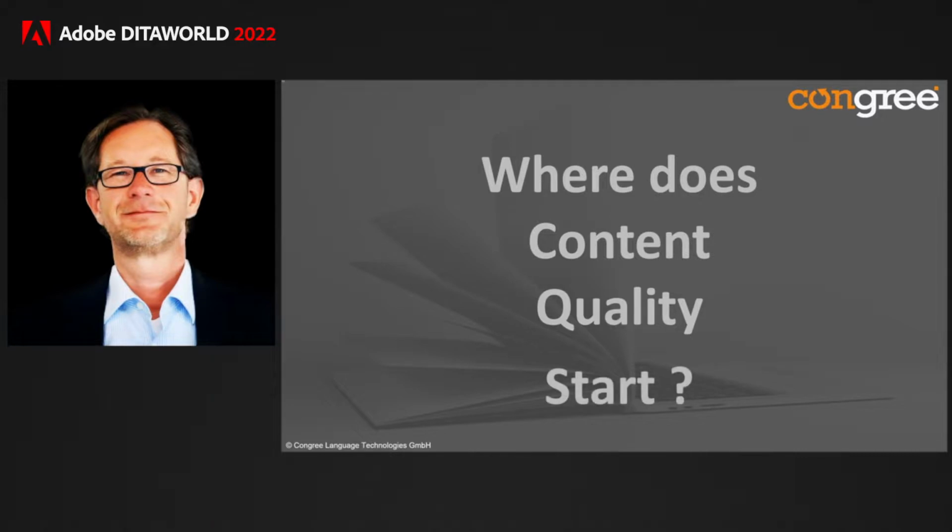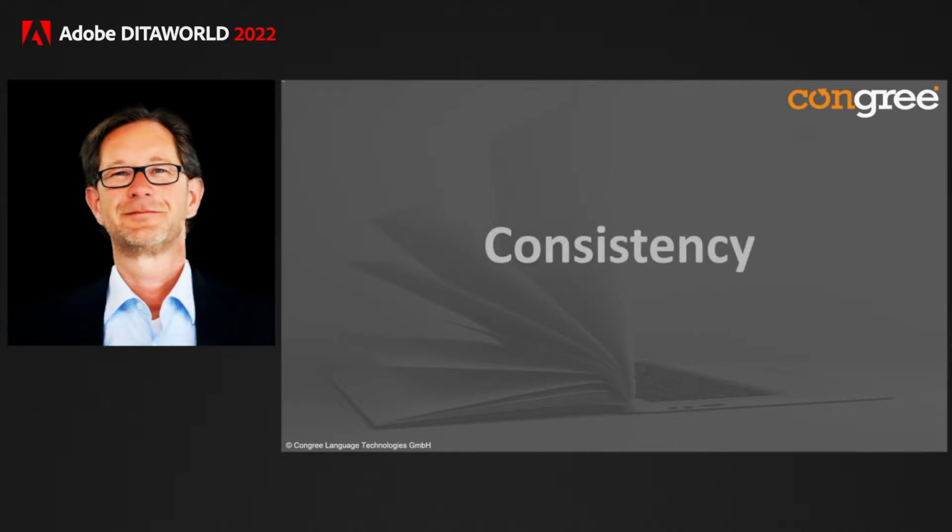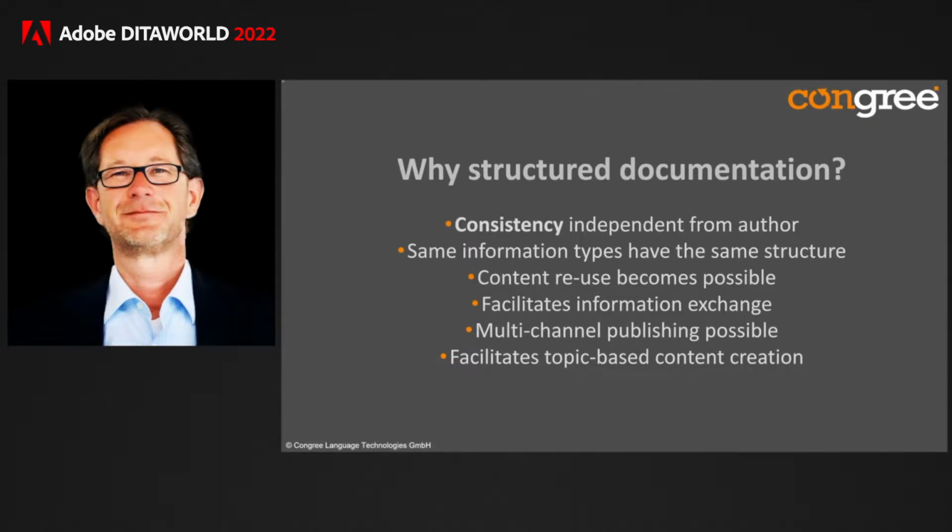But where does content quality actually start? What is an essential thing of content quality? It's definitely consistency. Consistency is a very important part of structured documentation. We are here at Adobe DITA World, so most of the attendees probably do structured documentation, or at least think about structured documentation. You look for the same structure, for the same information types, you look for topic-based creation, and so on.